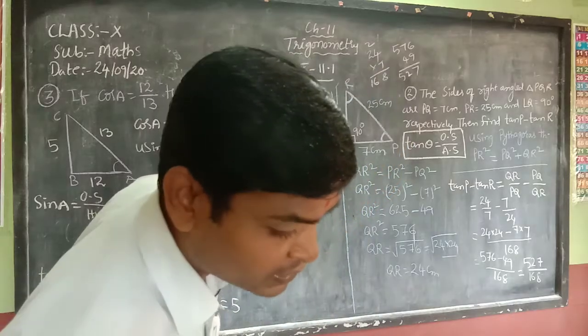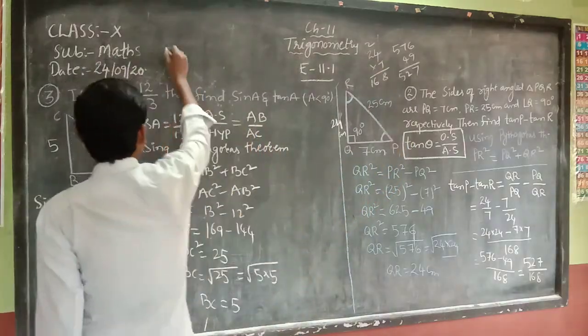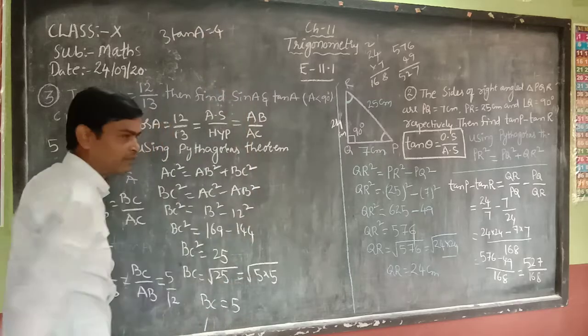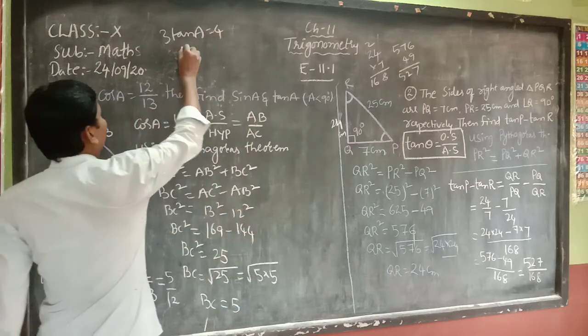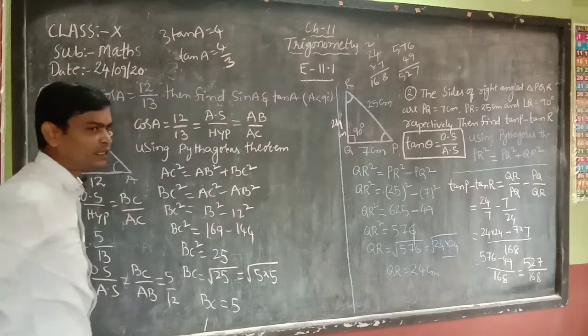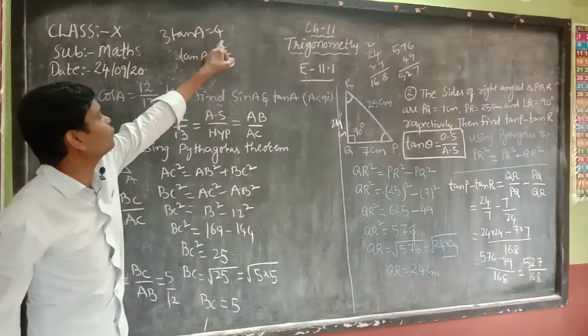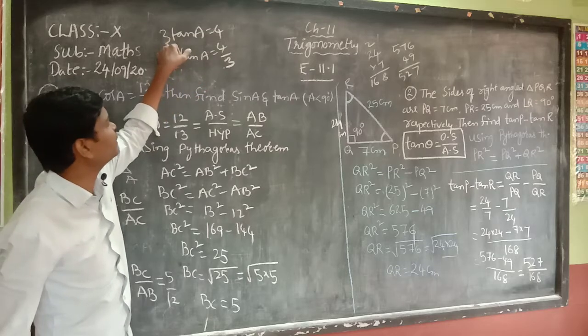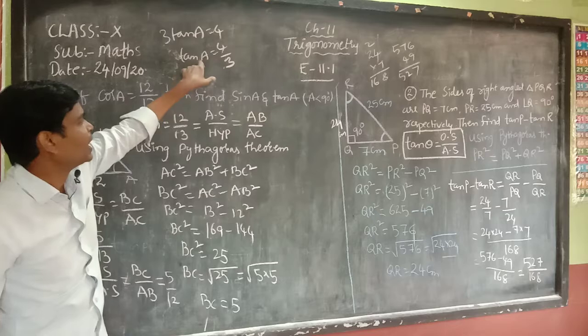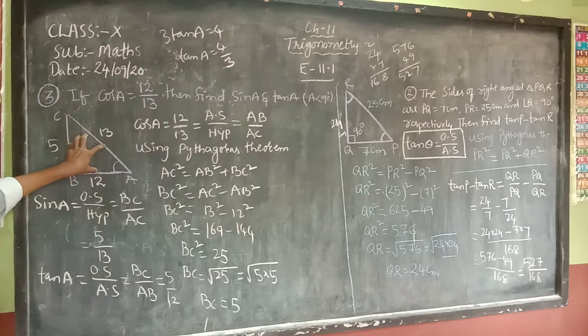The next problem he has given is just simple. If 3 tan A is equal to 4, he has given. Nothing else is there. You write tan A is equal to 4 by 3. 3 tan A is equal to 4. Then tan A is equal to, this 3 if you take towards the right hand side will be division, 4 by 3. Again use the same concept. Using the same concept you find out.